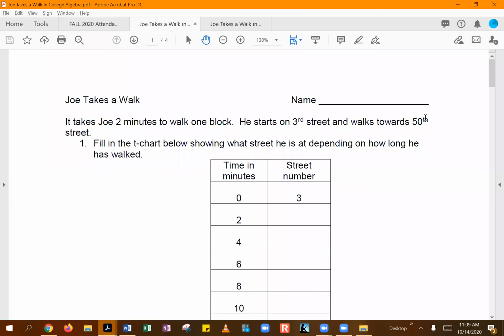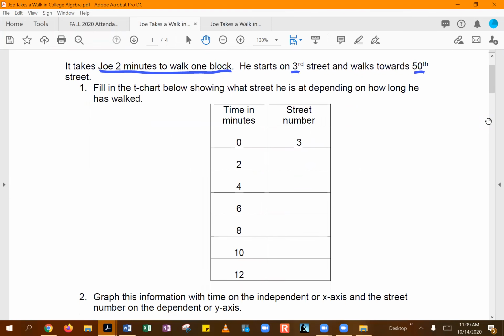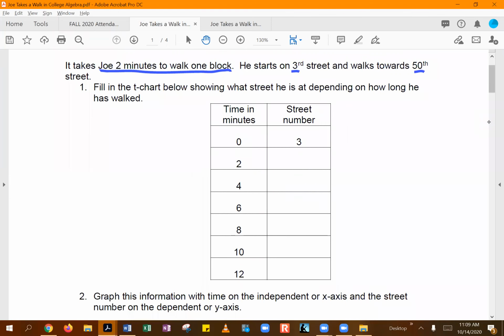Basically, they're saying it takes Joe 2 minutes to walk one block. He starts on 3rd Street and is walking towards 50th Street. So they just want to know, based on this time chart, where he will be. How far will he have made it?